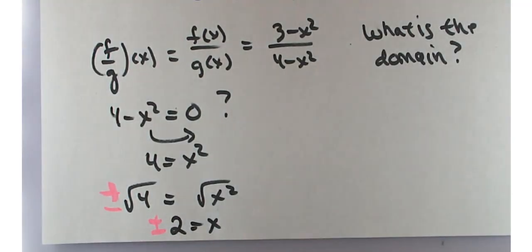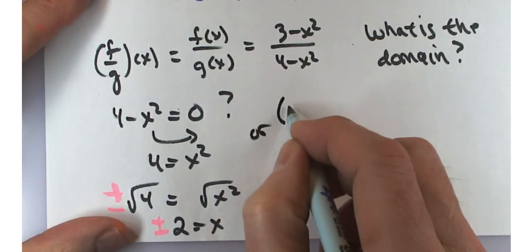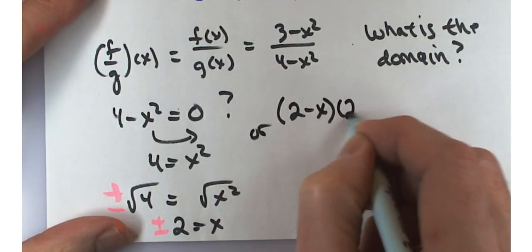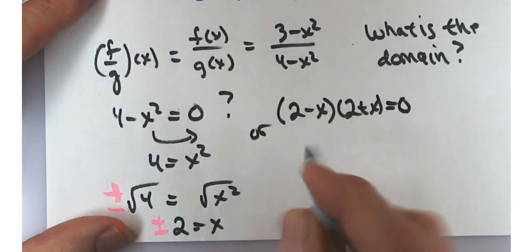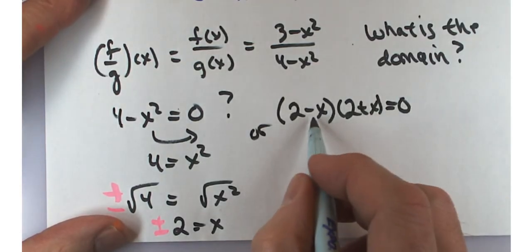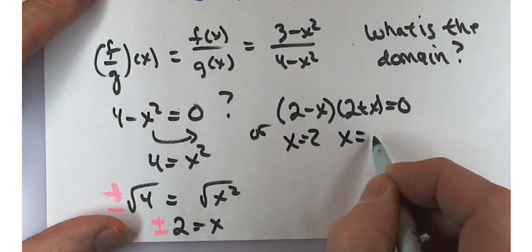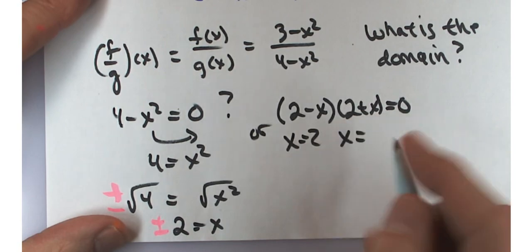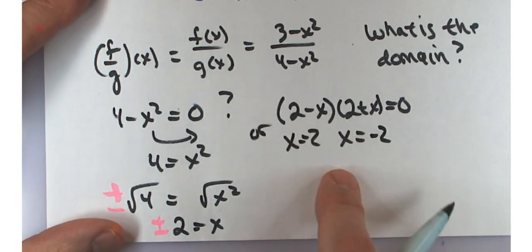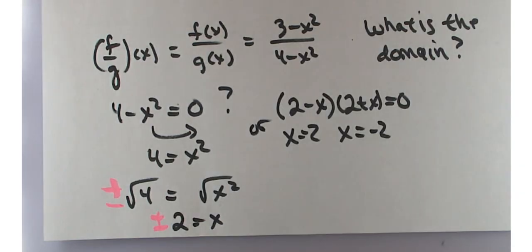There's another way to do it. You can factor it. You can say, all right, well, that's 2 minus x times 2 plus x equals 0. Where does this equal 0? Well, one possibility is when x equals 2. What's the other possibility? When x is minus 2. So you're getting the same thing either way. But be careful. That's not the domain. These are the points that we want to avoid.